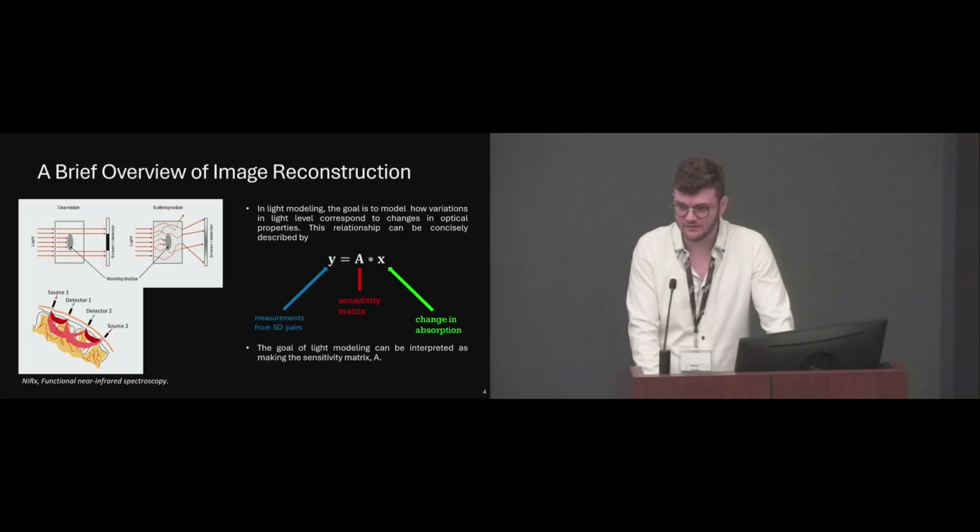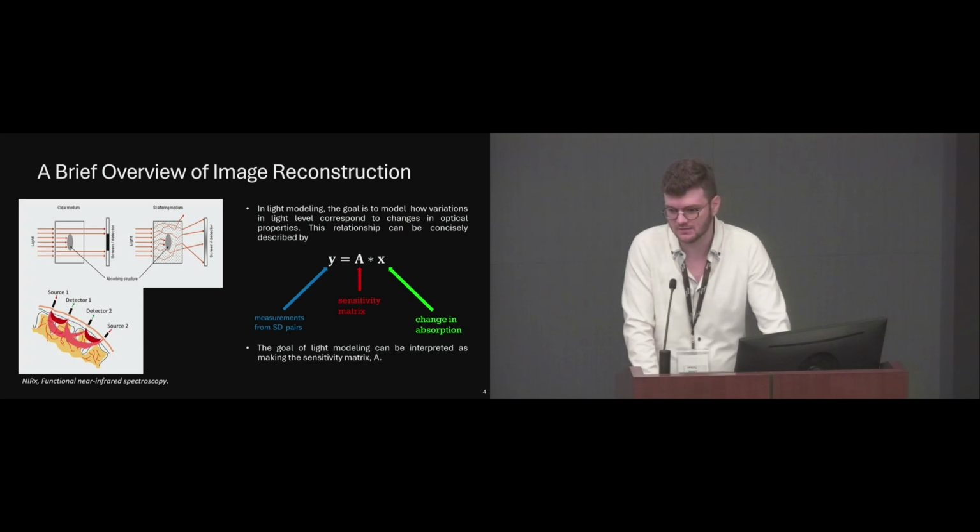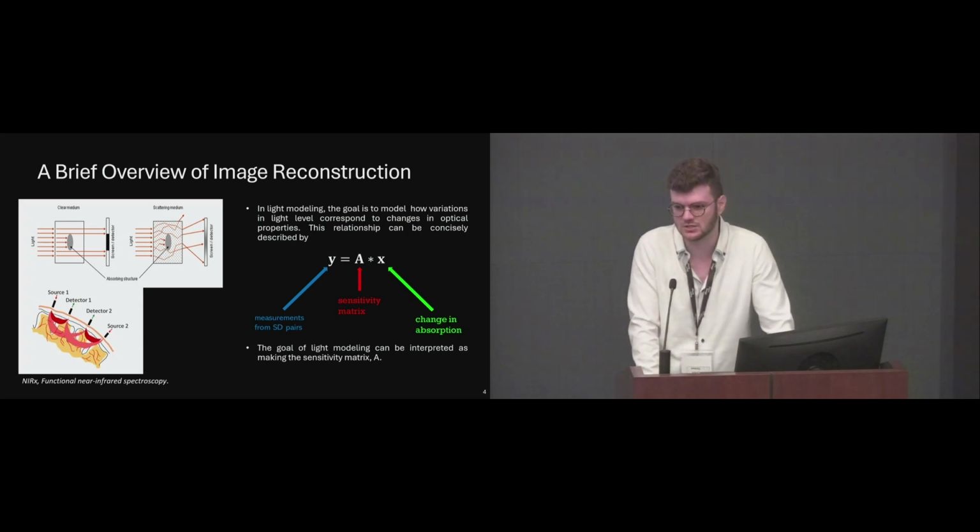So a brief overview of image reconstruction, as we talked about with Adam earlier. In light modeling, our goal is to model how variations in the light level correspond to changes in optical properties. And this relationship we can describe through an equation, y equals Ax, where y is our measurements from our source detector pairs, A is the sensitivity matrix, and x is our changes in absorption. Essentially, in light modeling, our goal is just to make the A portion of this equation.